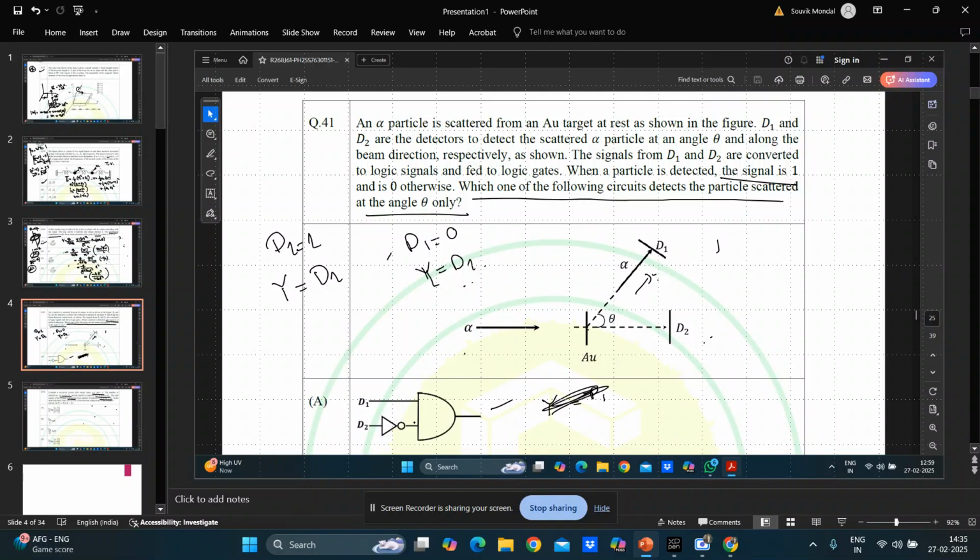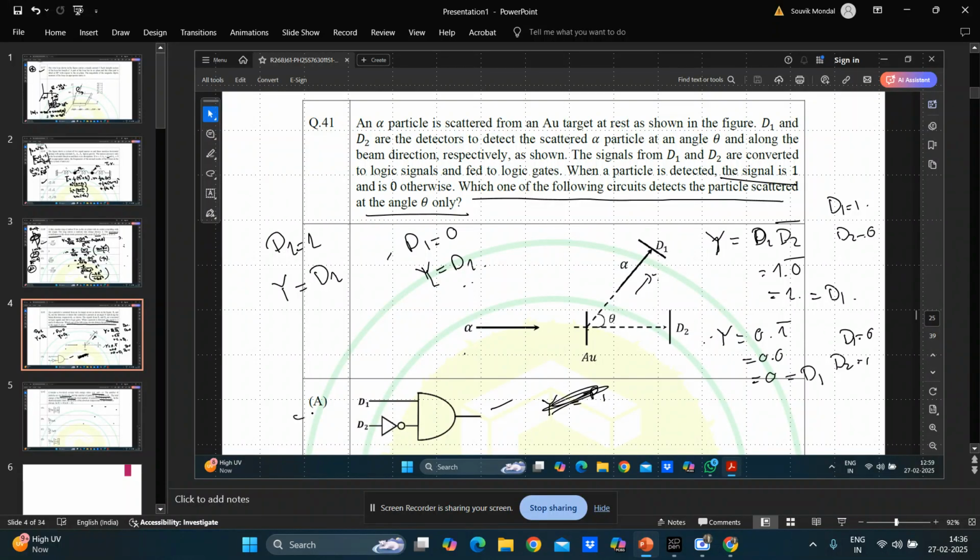I am not showing every option here, because the first option is correct. Let's see the first option. What is y? Y is simply d1 d2 bar. Now let's say d1 is equal to 1, that means d2 is equal to 0. So it will be 1 into 0 bar, that is 1. So y is equal to 1, which is equal to d1. Now suppose d1 is equal to 0, that means d2 is equal to 1. So 0 into 1 bar, that is 0 into 0, which is equal to 0. It is again d1. So in this configuration, the output is only seeing what d1 is. It is not seeing what d2 is. So this will be the right option.